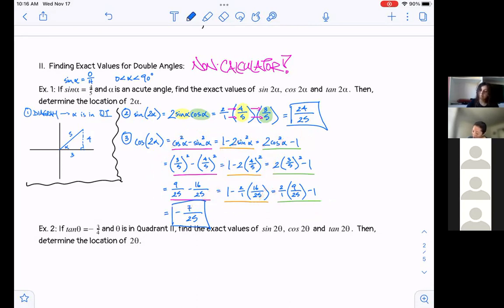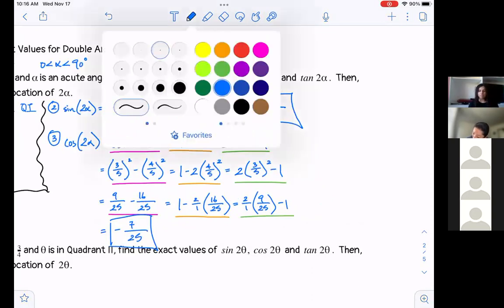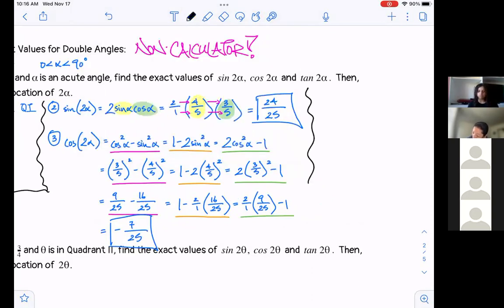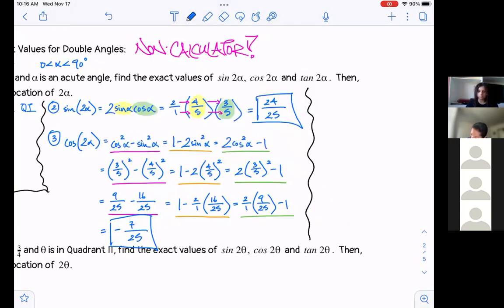All right, so let's squeeze in tangent over here. Not that it's less important, but I think talking about decision-making for the cosine one is important. We'll label this one as 4, tangent of 2 alpha equals. Now I know there's a whole big formula, right? We talked about this formula. We have 2 tangent alpha over 1 minus tangent squared alpha, right?